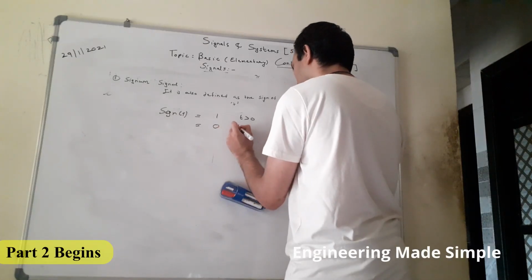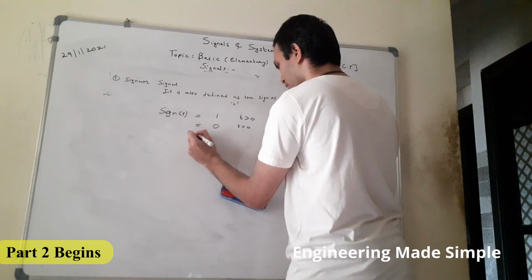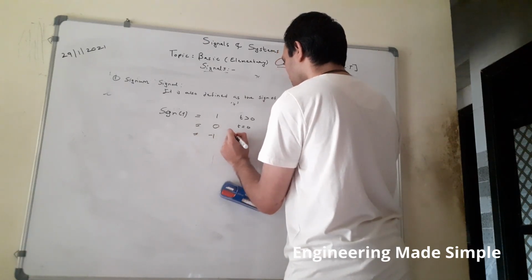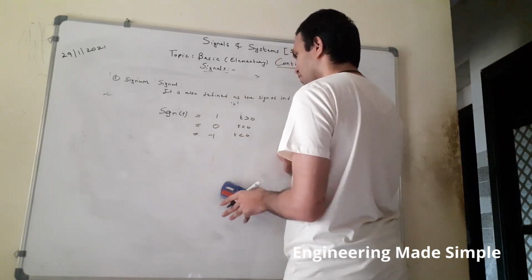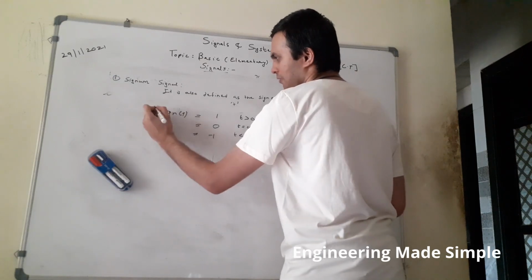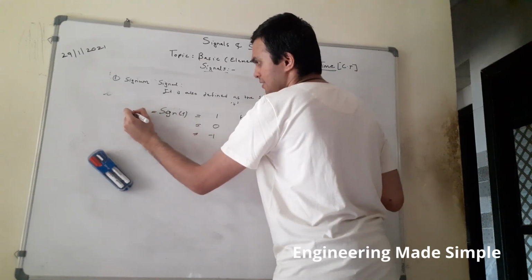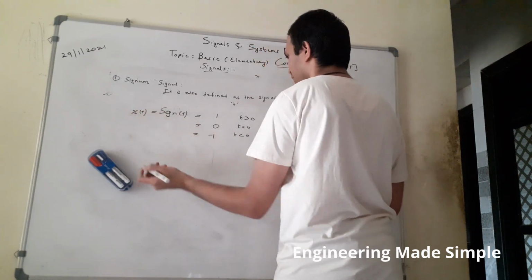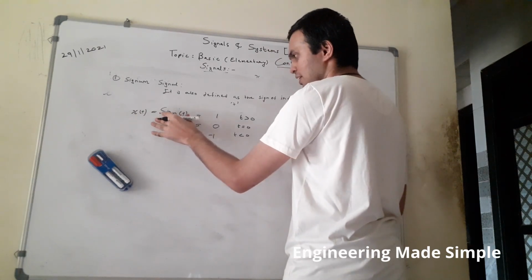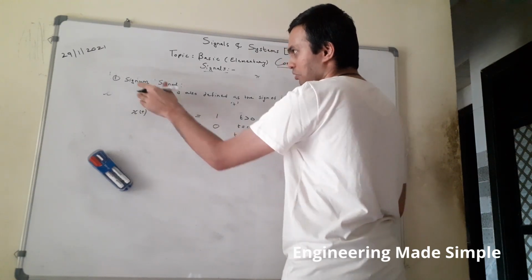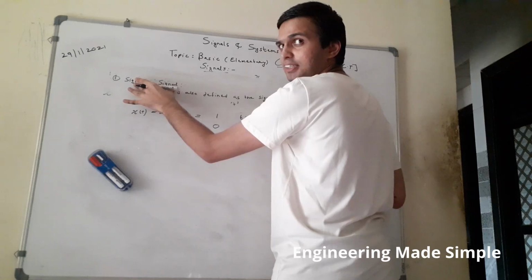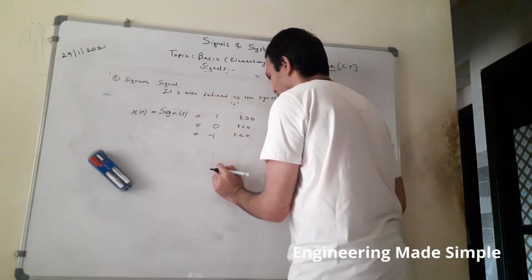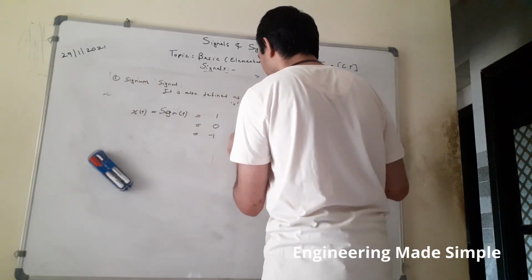Its value is 0 for t equal to 0 and its value is minus 1 for t less than or equal to 0. Now let us understand its plot. This is known as the signum function. x of t is equal to SGN of t. So wherever you see SGN of t, you should understand that the signum function is written in the question. Then let us understand its plot.